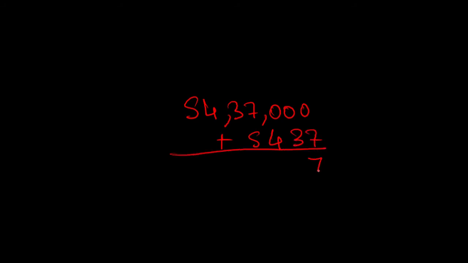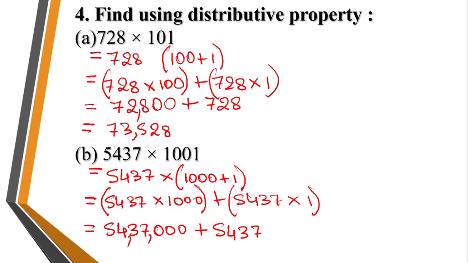Now 0 plus 7 is 7, and 0 plus 3 is 3, and 0 plus 4 is 4, and 7 plus 5 is 12. So 2 here and 1 carry over, and 1 plus 3 is 4, and 4 will come as it is, and 5 will also come as it is. Now we will get our answer as 54,42,437. So our answer will be 54,42,437.